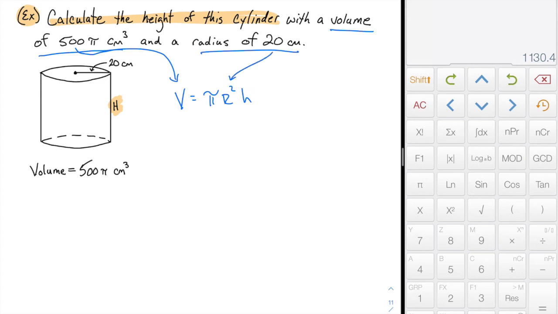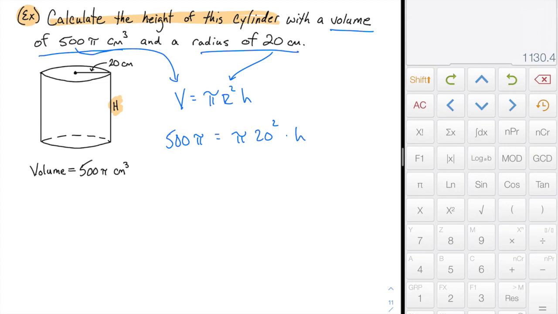So I'm going to put the 500 pi and the 20 in the formula and see what happens. So 500 pi goes in the volume spot. I have pi, I have 20, and the radius is squared, so it's 20 squared, and height. All right. I would normally tell my students to solve for h, solve for the variable that's left over.